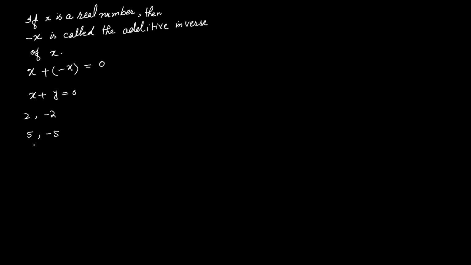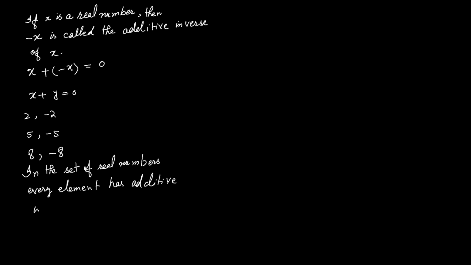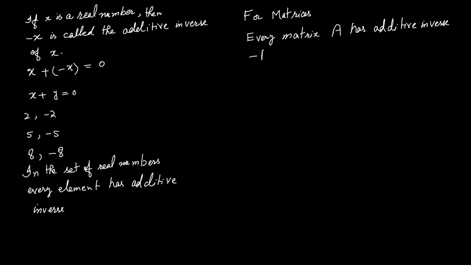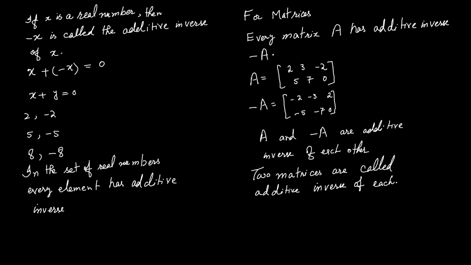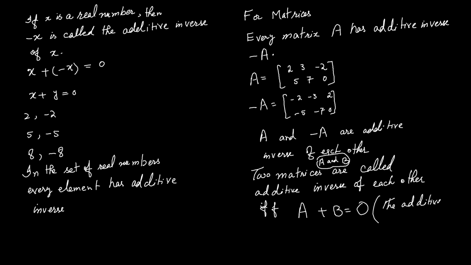5 and minus 5 are additive inverses of each other, 8 and minus 8, and so on. Every real number has its own unique additive inverse. For matrices, every matrix A has its additive inverse, which is the matrix minus A. For example, A and minus A are additive inverses of each other. So, two matrices A and B are additive inverses of each other if A plus B is equal to the 0 matrix of the same order.